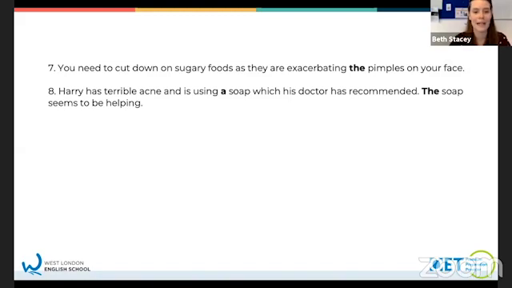Harry has terrible acne and is using a soap which his doctor has recommended. Now, the reason that this is a soap is that it's the first time that we're hearing about it. But you'll notice that in the next one it says the soap seems to be helping. And the reason it's the soap is because if we refer back, we can see this was a soap before.